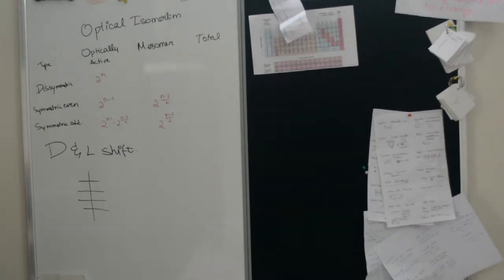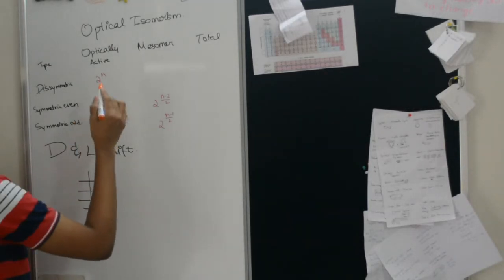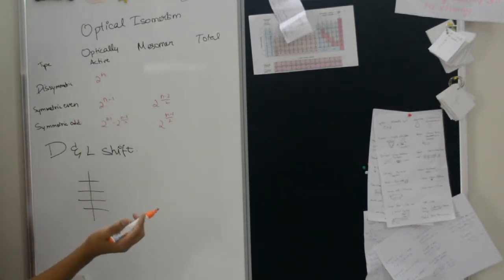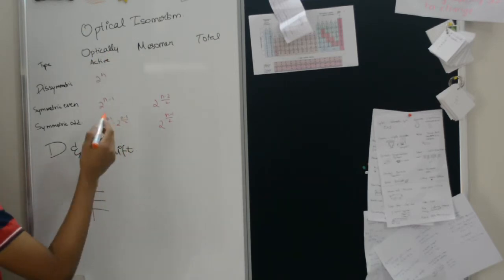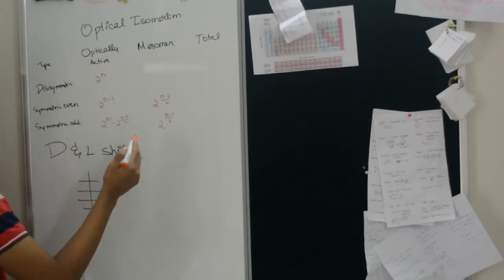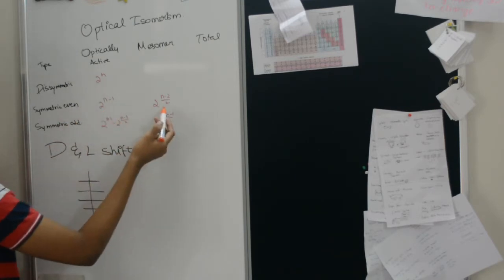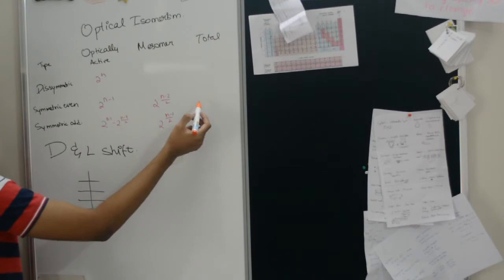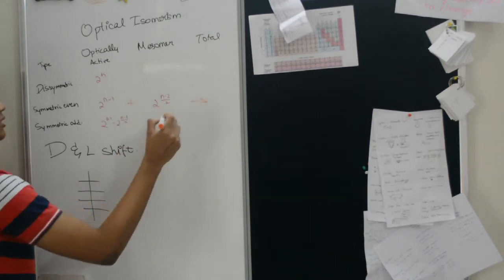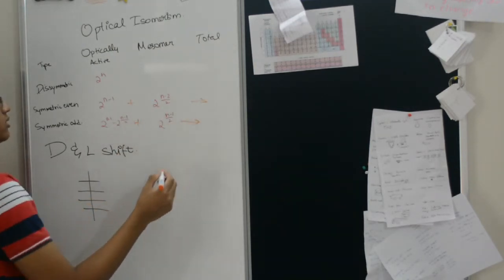So continuing with the topic of optical isomerism, in order to find the number of optical isomers present, you have this entire table you have to memorize. Symmetric is 2 to the power of n, symmetric and even is 2 to the power of n minus 1 plus 2 to the power of n minus 2 by 2. You just add these both and you get this thing. Again add this and you get this.